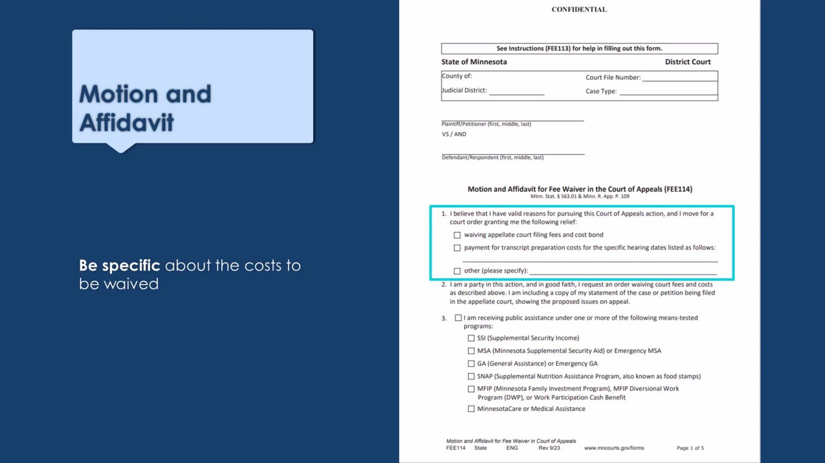There is also a checkbox for Other if there are other costs that you want to ask the court to waive for you. You will need to be specific about what those costs are. For question 1, you can check multiple boxes if there are multiple types of fees and costs you want the court to waive.